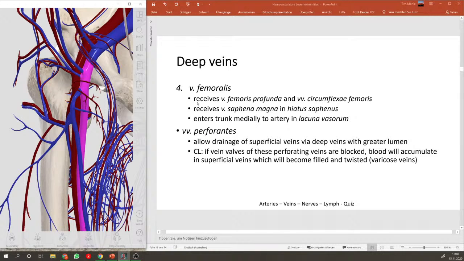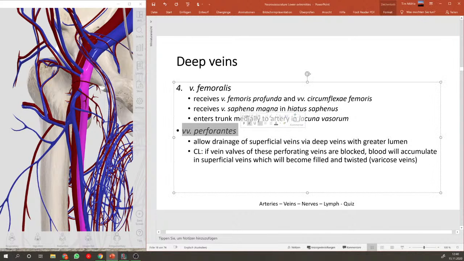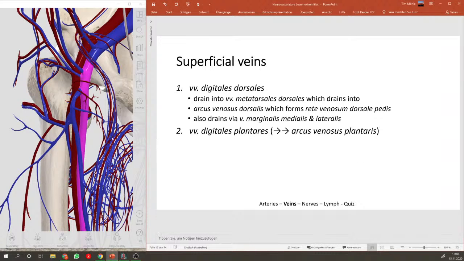All right, and just like we have it for the arteries, the rami perforantes, we also have vena perforantes. So it is really the same thing. But in the veins, it will also include the connection of superficial veins with deep veins. The deep veins have a greater lumen, so therefore the blood drainage is better there. So there's a lot of perforating branches, and it has of course also some clinical importance that you can read through. Maybe I'll post the presentation somewhere and you can read through it. Let's continue for now with the superficial veins.